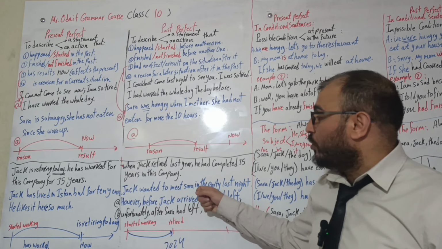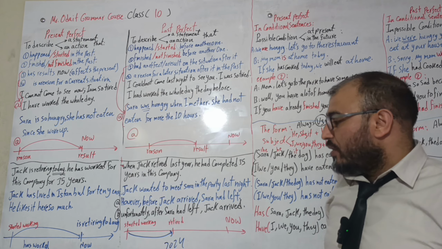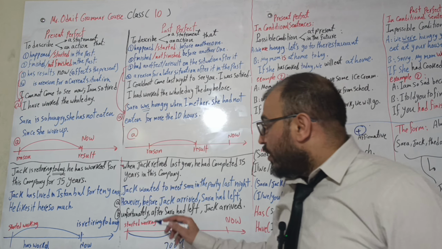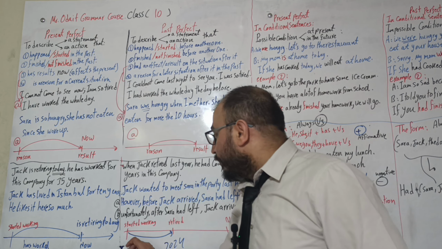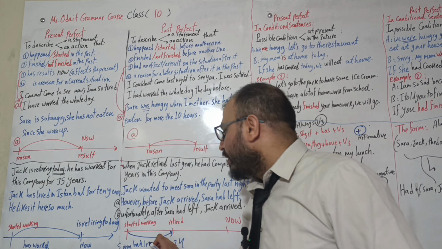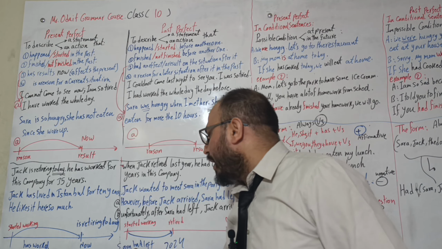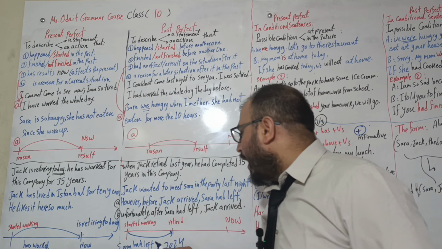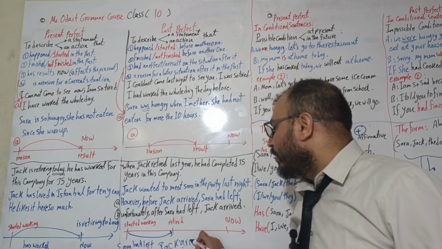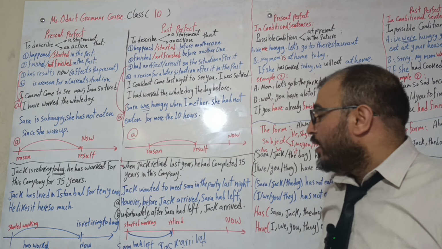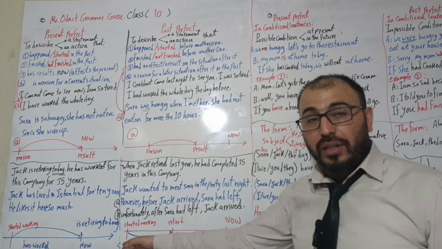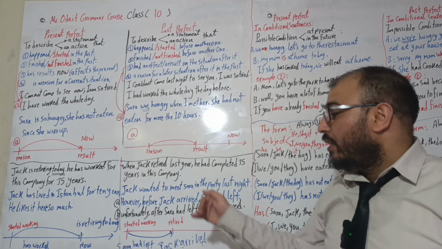Here, Jack wanted to meet Sarah at the party. So we had a party and we have two actions. Sarah had left, let's say at 8 p.m., and Jack arrived. So I say Jack wanted to meet Sarah at the party last night. Both of these actions happened last night.